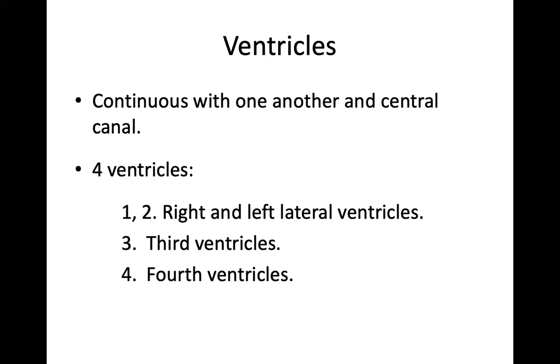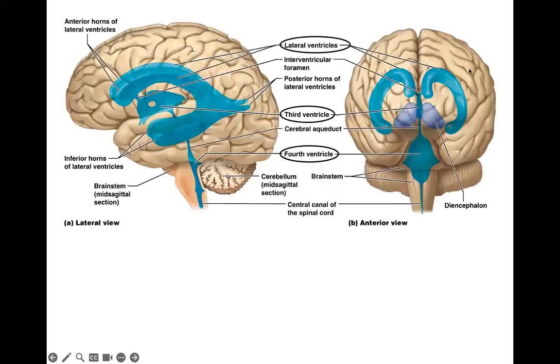First 2 ventricles are called lateral ventricles, right lateral, left lateral. And then this is the right and left lateral you see here. At the middle, we have 3rd ventricle. And then at the lower part, 4th ventricle. The ventricle is the cavity within the brain, and that contains cerebrospinal fluid.